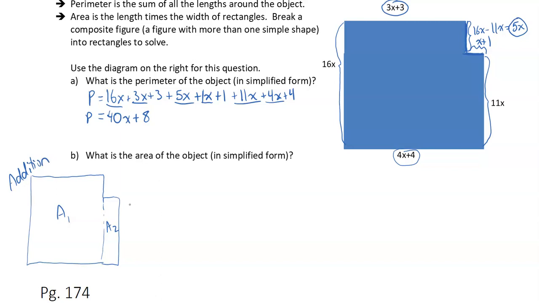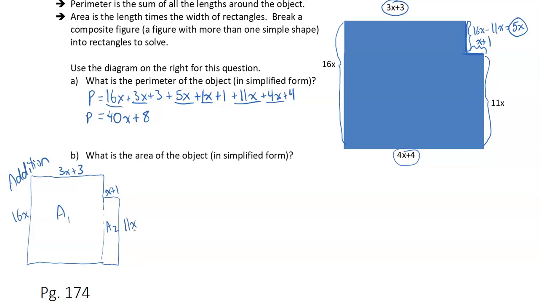And so if this is area 1 and area 2, we know the dimensions of each of these. We know the dimension of area 1 was 16x on this side, and then along the top it was 3x plus 3. And for area 2, we found the dimension there. We calculated that to be x plus 1, and then the side length here was 11x.